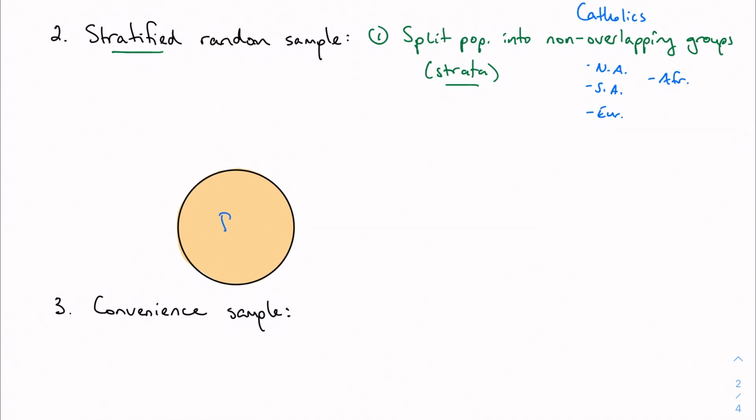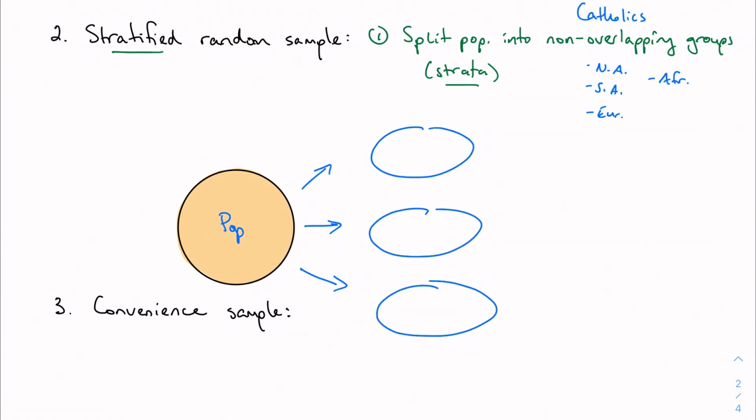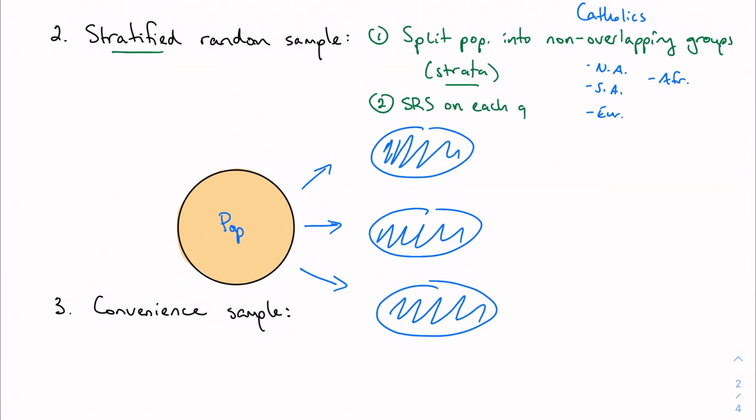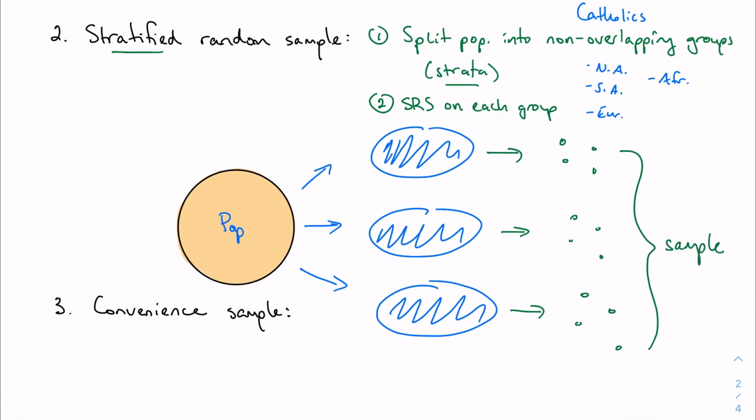So from my population, I'm going to start by splitting it into some number of groups. Right, so these are my strata here. And then from those strata, I do a simple random sample on each group. So from them, I take some number of things from each strata. Done. So this in green would be my sample population, or just my sample. So split them into non-overlapping groups, and this way I make sure I'm covering all my bases.